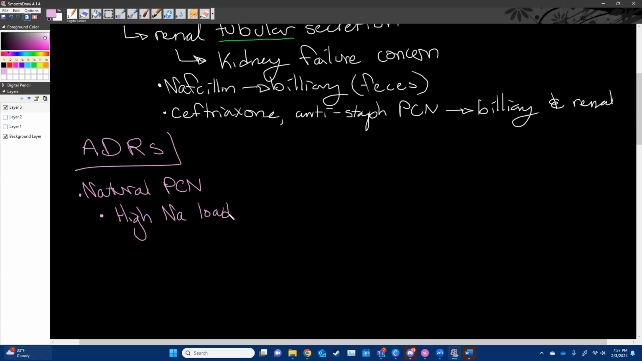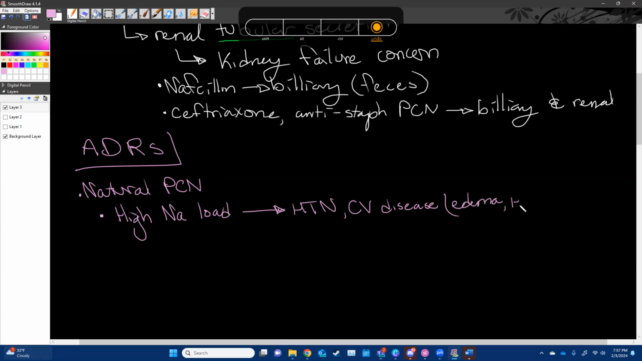So, for example, penicillin G is formulated with a sodium counterion. So, what kind of condition do you want to be careful about giving lots and lots of sodium to someone? Hypertension and cardiovascular disease. So things like edema, heart failure, stuff like that.